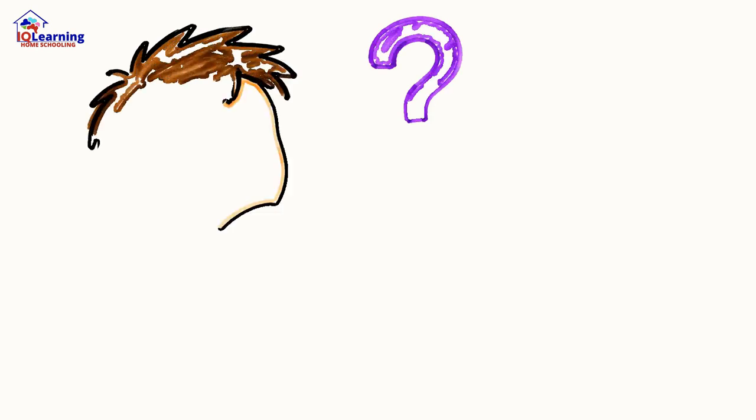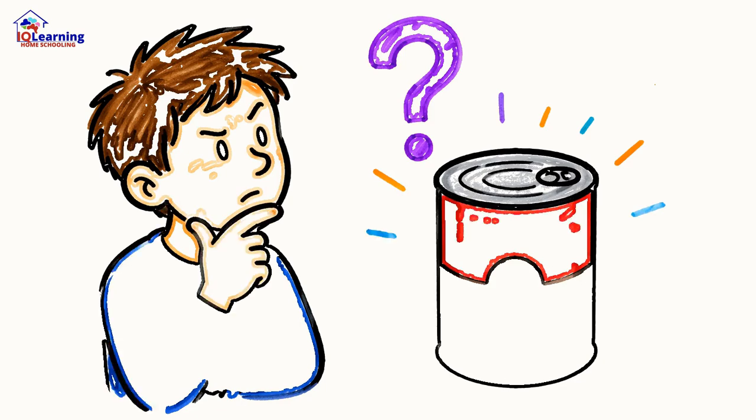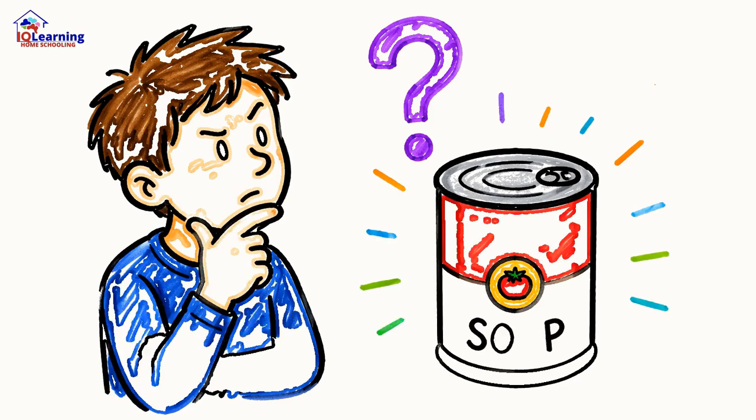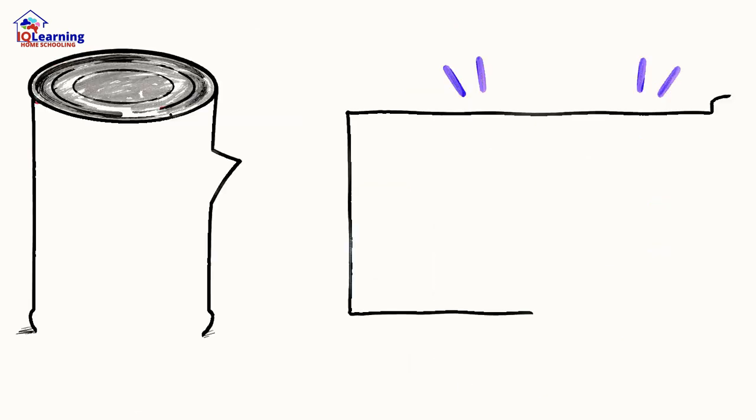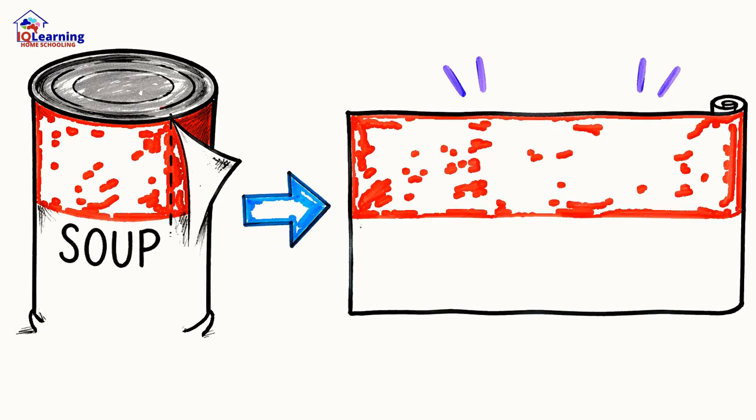You ever look at a simple soup can and wonder how much metal it takes to make it? The problem seems complex. How do you measure a curved surface? The answer lies in a simple, elegant trick. Just unroll it in your mind. Imagine peeling the label off that can.